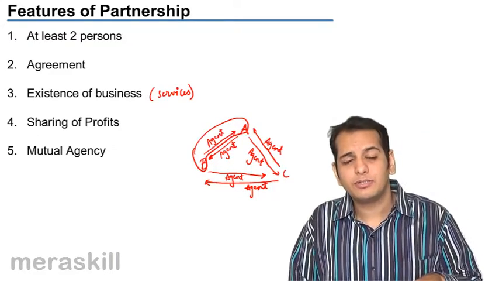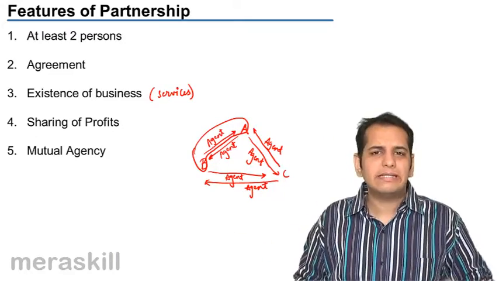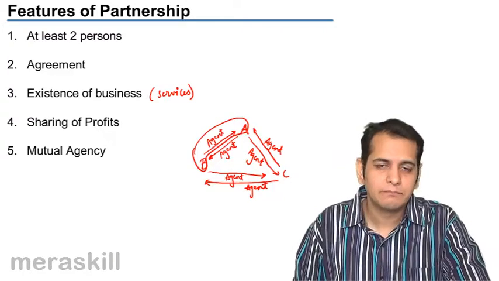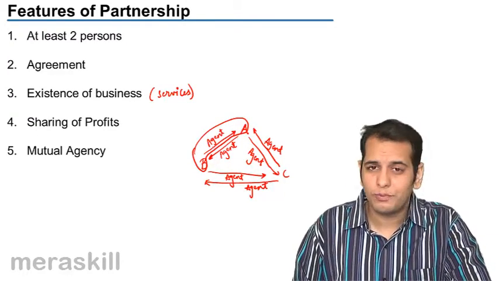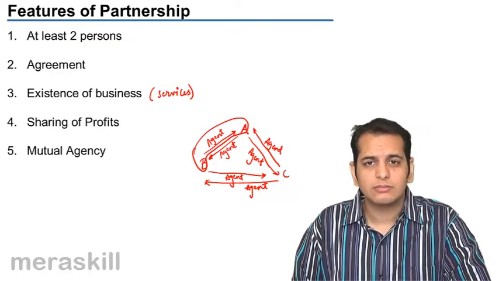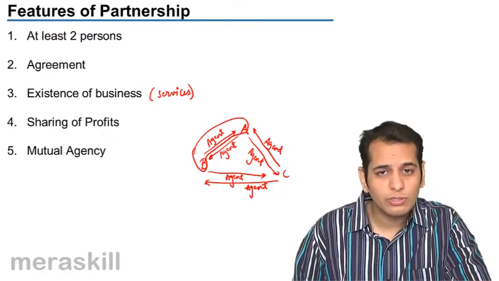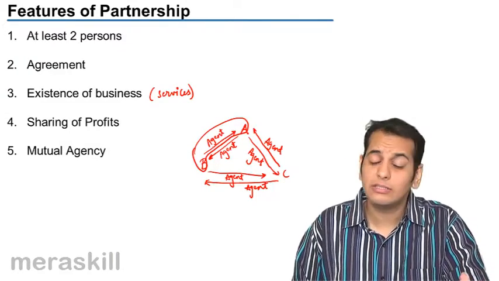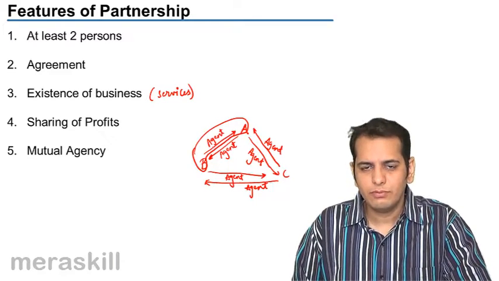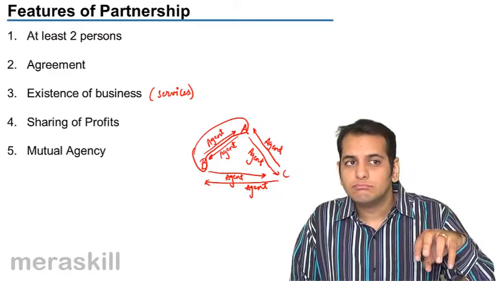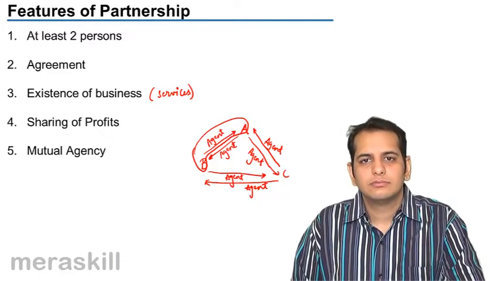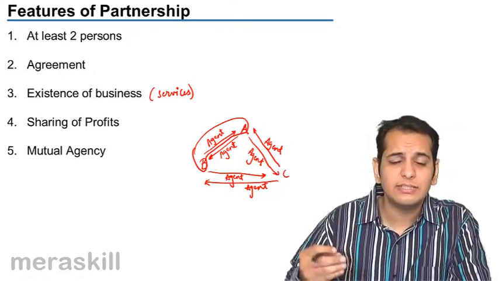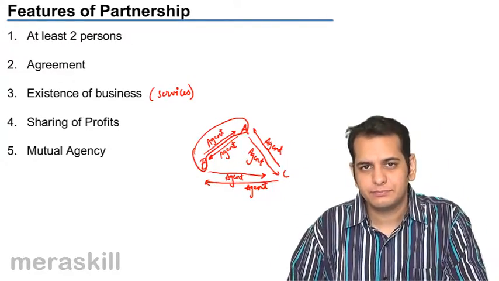Now this is the feature that probably is not present in any of the other forms of organization, be it a company, sole proprietorship, HUF, cooperative society, trust, joint venture or co-ownership. This feature is not present in any other form of business. This is a domain of partnership only. So we say that mutual agency defines partnership. Mutual agency is the true test of partnership. Okay.